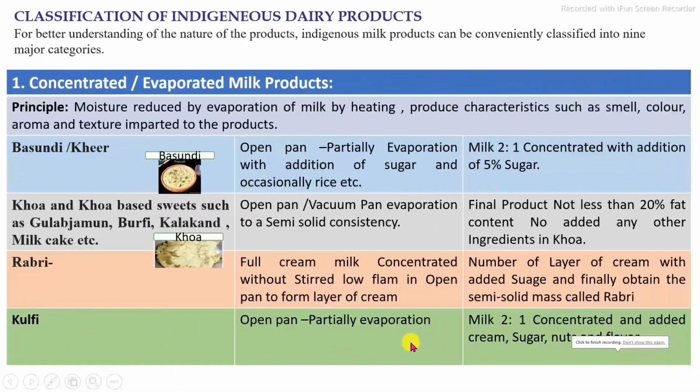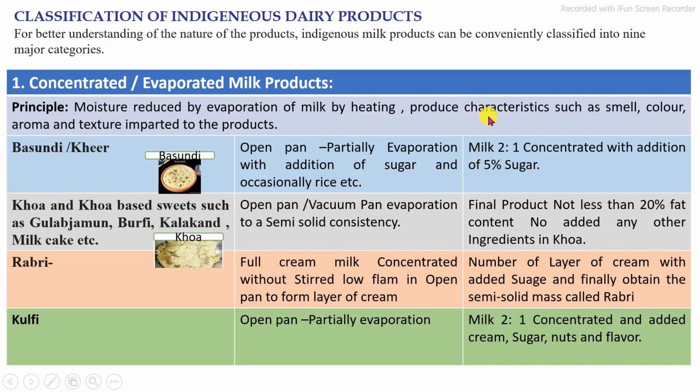The traditional Indian dairy products are classified on the basis of the basic principle applied for the preparation of the product. First, the concentrated or evaporated milk products, in which the moisture in the milk is reduced by the application of heat during the cooking of that milk.